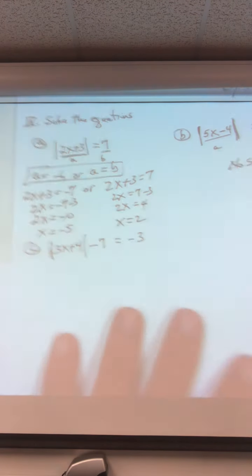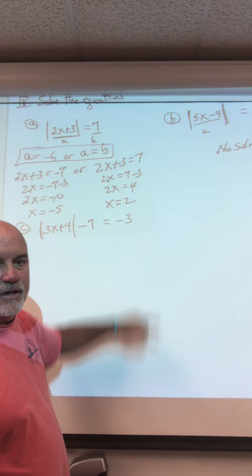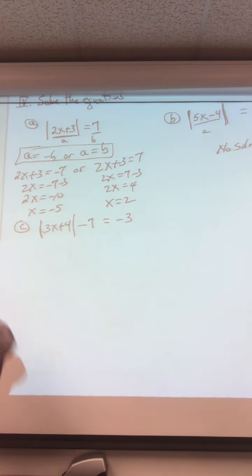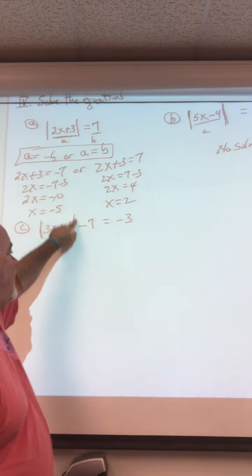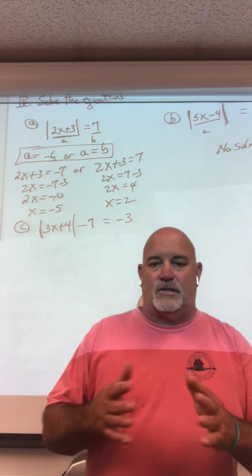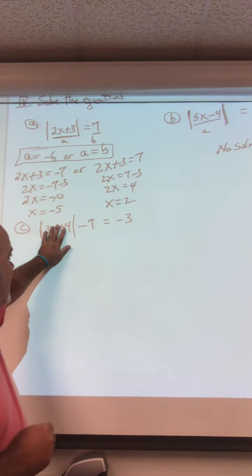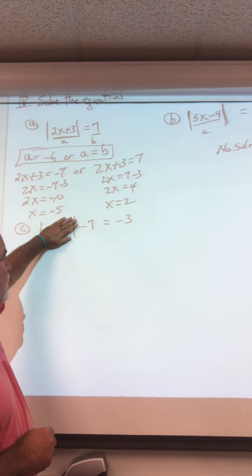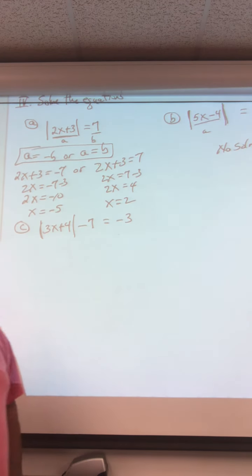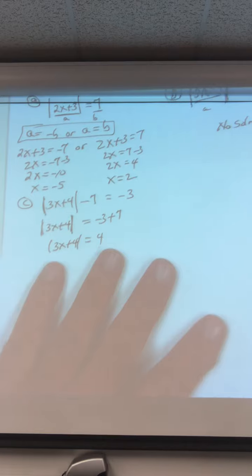Now, in this third example, if you are not careful, you will say this is A and this is B, so it's no solution. That is not correct, and the reason is because the absolute value symbol is not on a side by itself. The first thing you have to do is get the absolute value symbols by itself before you identify A and B. Is the absolute value by itself? No, it is not. We've got the subtracting 7 that we have to deal with. So what I've got to do first is add 7 to both sides.